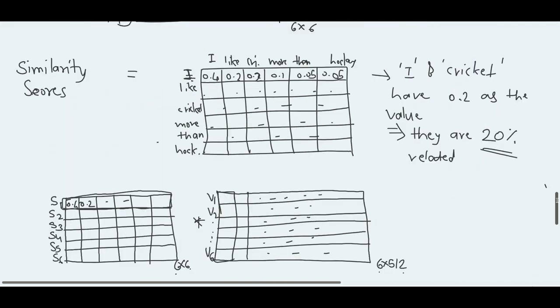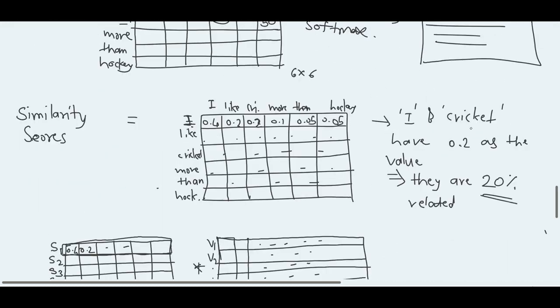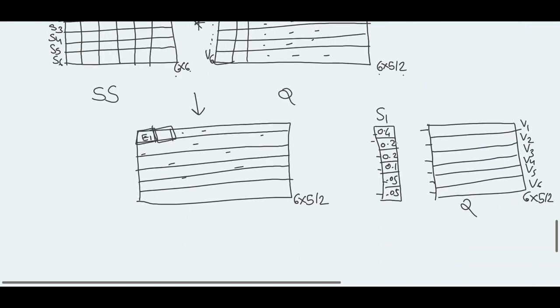See that as the word I and cricket were 20% related, this 0.2, this cricket vector gets multiplied by 0.2. So basically, what we can say is that we are taking 20% of the word cricket. Basically we are multiplying all these weights with these vectors, and then we are taking the sum. And then that becomes our new vector.